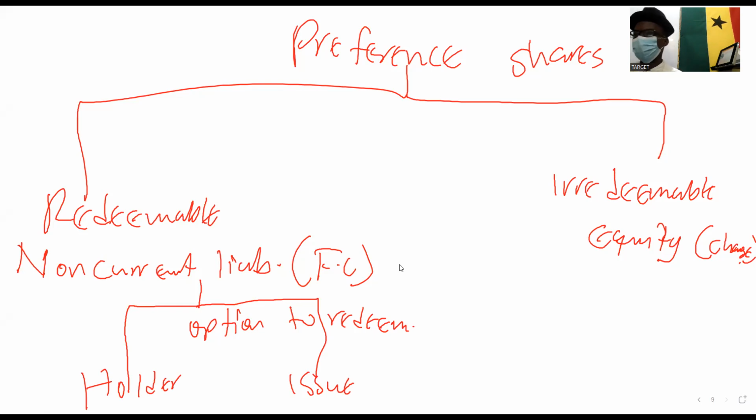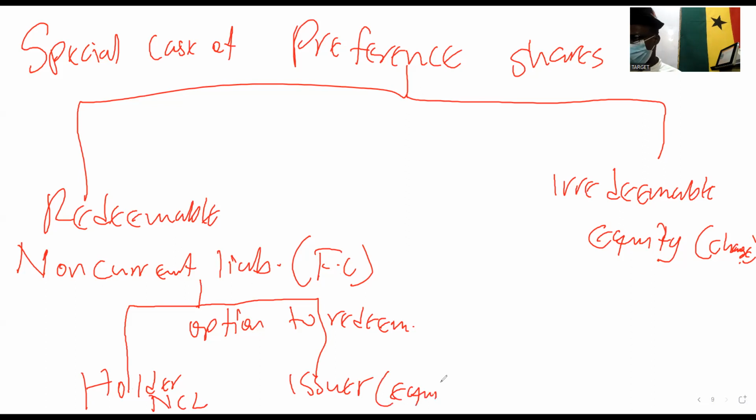This has been explained. We call it special case of preferences. That's the name we call it. Now, if the option to redeem is with the holder, then it's a liability. It's a non-current liability. If it's the issuer, it's an equity. Let's make this clear here.